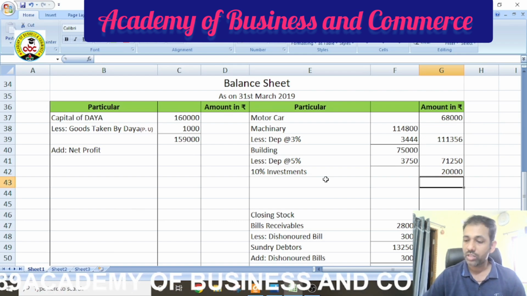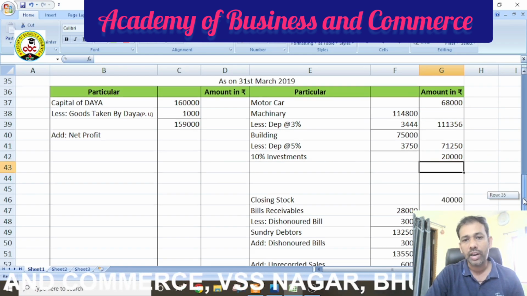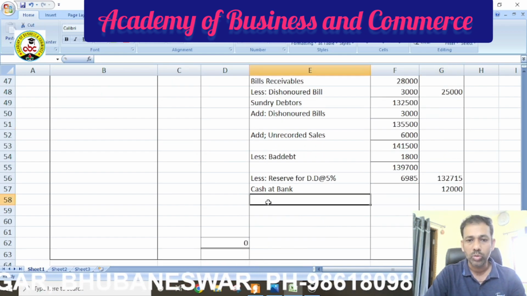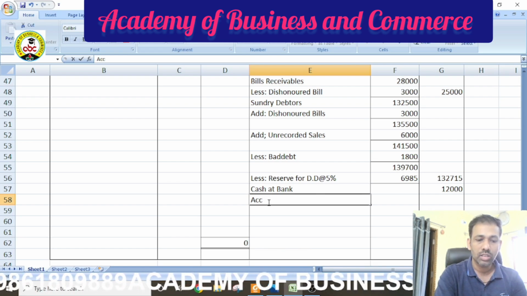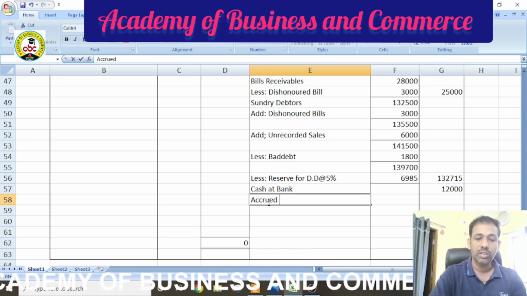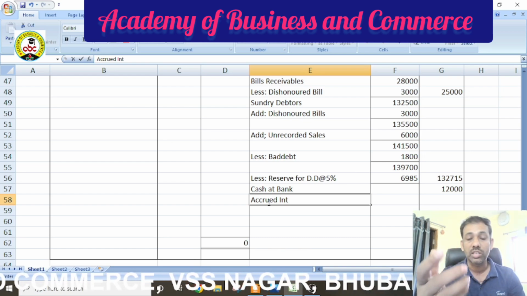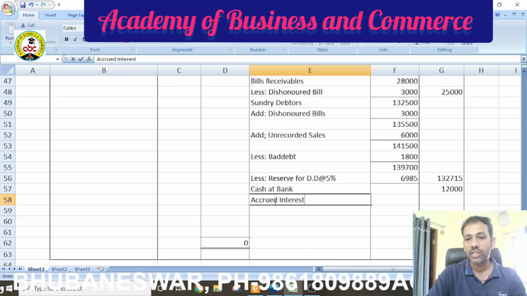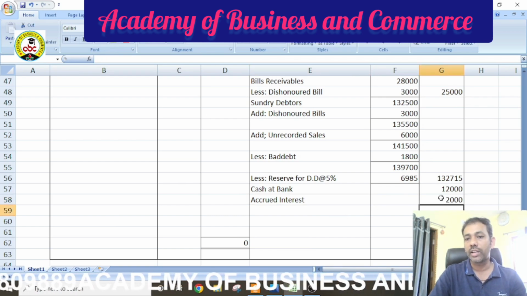It is not given anywhere, so we have to take it as accrued interest. That means we invested the money, then we have the right to take the interest at the end of the financial year. What is the meaning of accrued interest? Accrued interest is due but not received, so it is receivable in the future. That amount is 2,000, which you have to take in current assets.